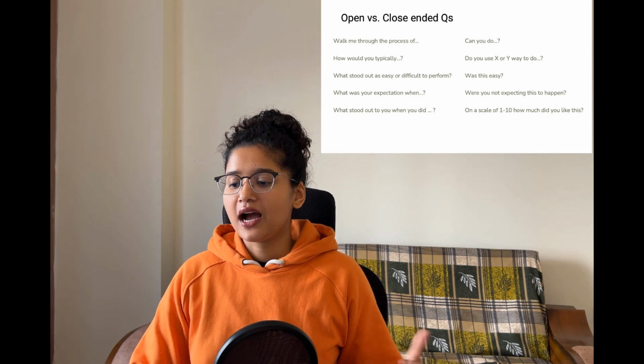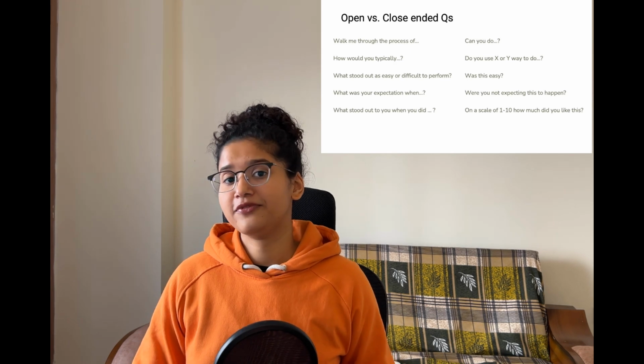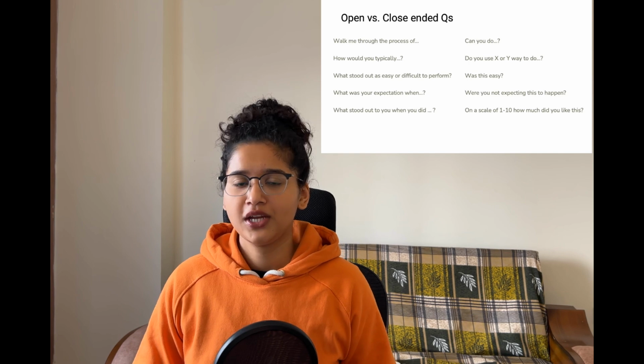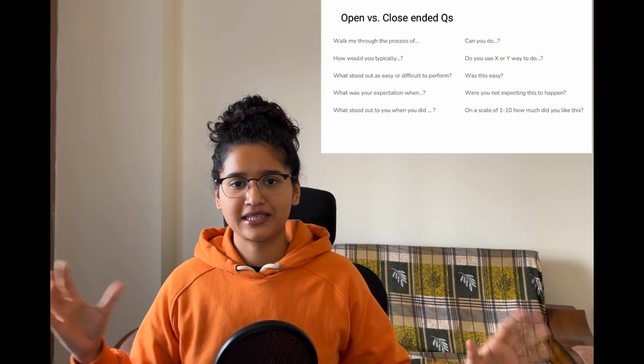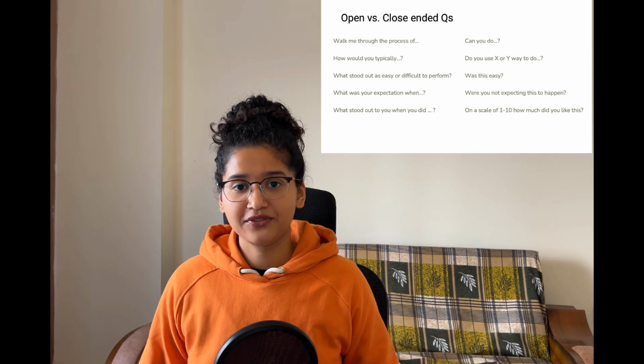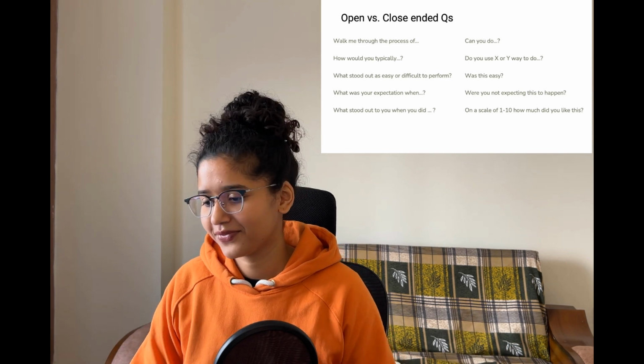Another example is, how would you typically perform X, Y, and Z? So rather than asking them while creating a YouTube video, do you tend to do X or do you tend to do Y? Instead of doing that, give the user an opportunity to introduce a Z into the equation.